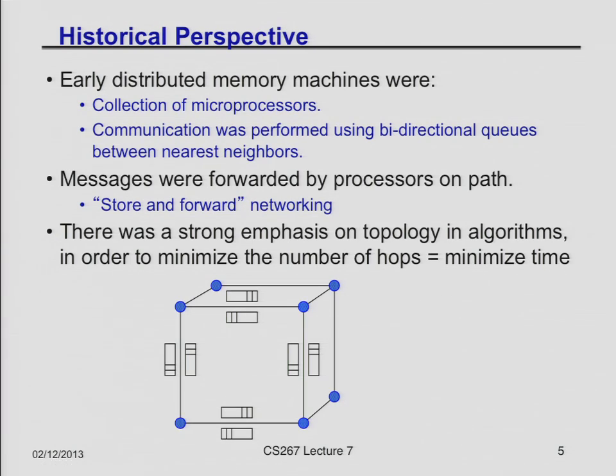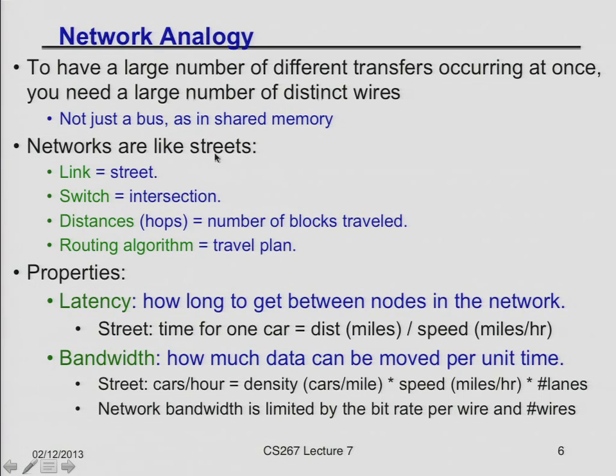So what I want to do now is give you the 2 most important numbers to model in your head about how fast a network goes. Think of a network as like a street in a city. Each of those links between processors is a street. Each place where they come together is an intersection, so there's a switch there that has to figure out where to forward them. The distance from one place to another is how many hops, how many wires you have to travel along. And there needs to be an algorithm to decide how to get from one side of the machine to another, so there's a travel plan.